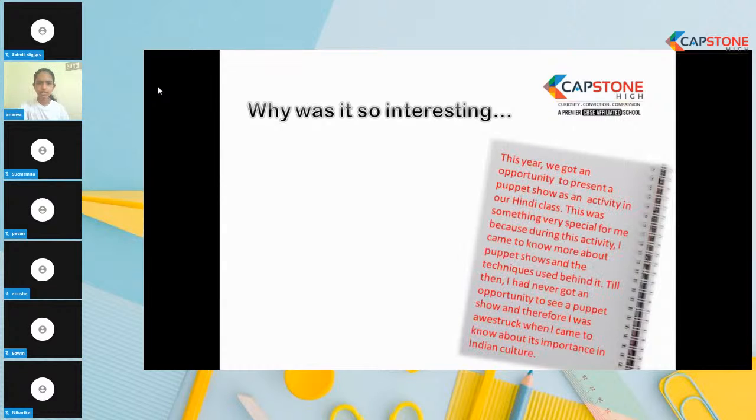Why was it so interesting? This year, we got an opportunity to present a puppet show as an activity in our Hindi class. This was something very special for me because during this activity, I came to know more about puppet shows and the techniques used behind it. Till then, I never got an opportunity to see a puppet show, and therefore, I was awestruck when I came to know about its importance in Indian culture.